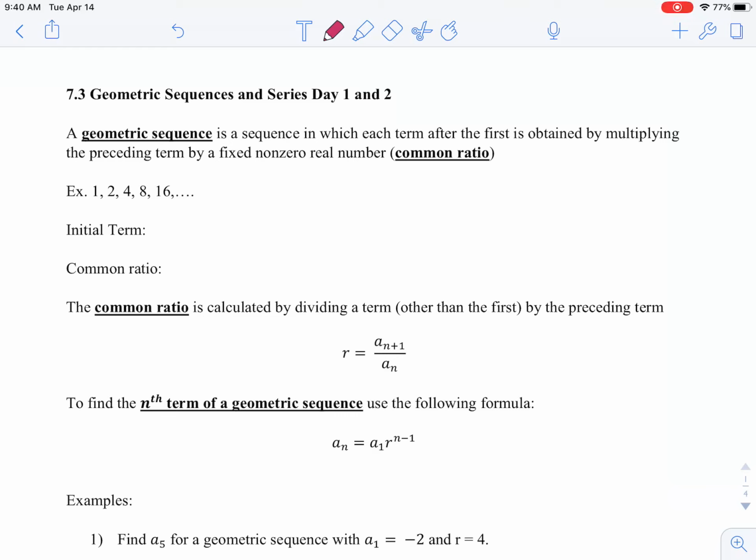Okay, so today we're going to look at a new type of sequences and series. We're going to look at geometric sequences and series, and today is just day 1. The difference between geometric and arithmetic sequences can be pretty obvious.